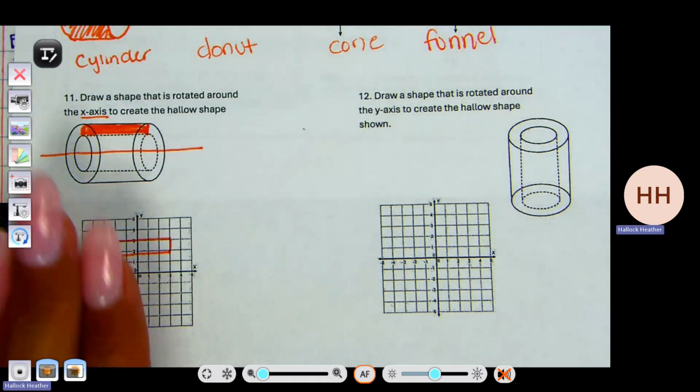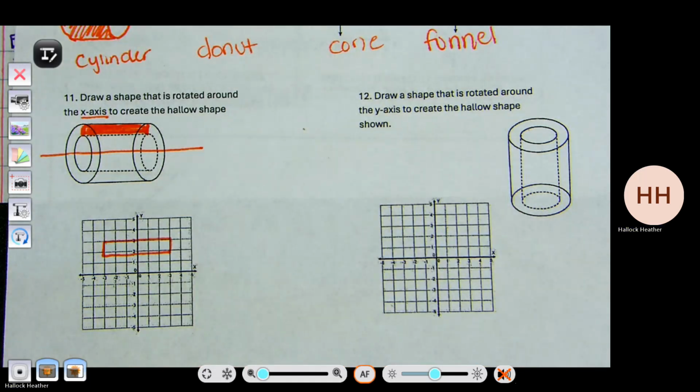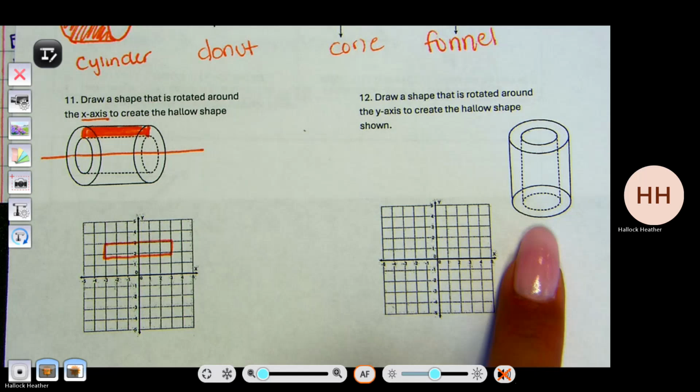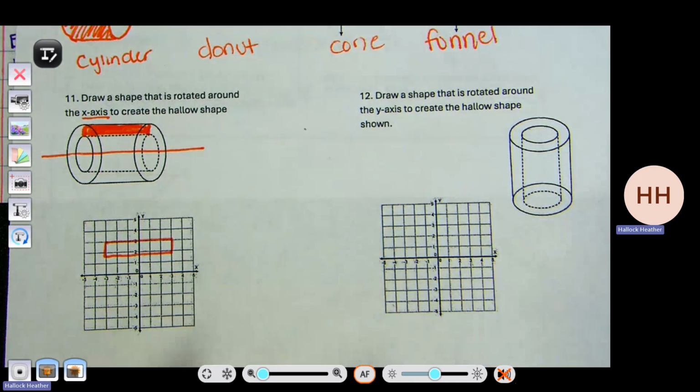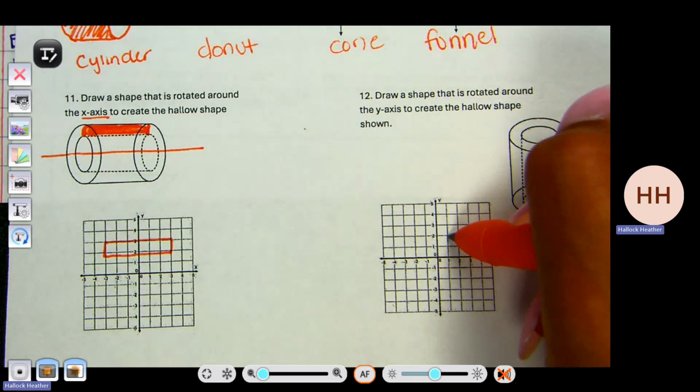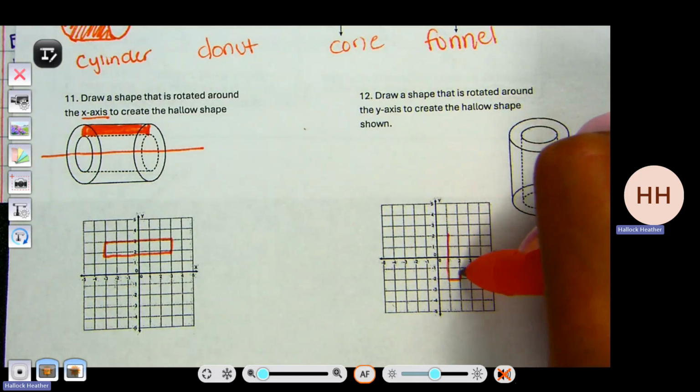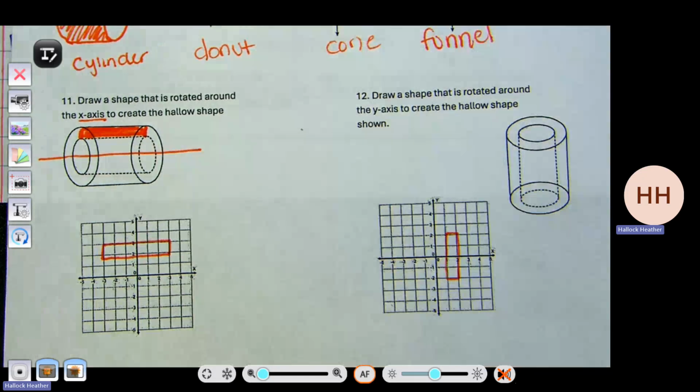What if I made my shape vertical? What would it be? Still a rectangle. It's just vertical this time. What axis can it not touch? The y-axis. So I'm going to draw a rectangle. It doesn't matter the width or the length. There's my little rectangle. If I rotated it around the y-axis, it would make a 3-dimensional hollow cylinder.